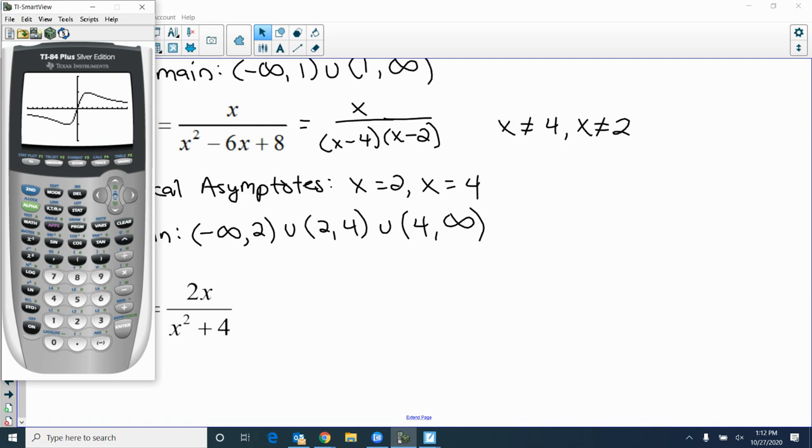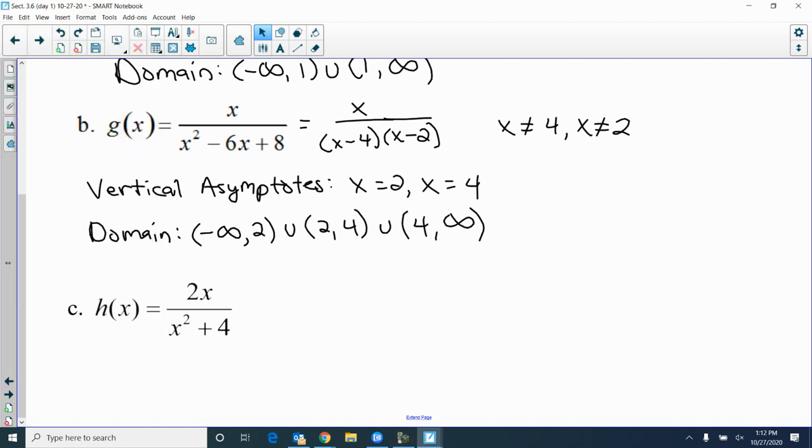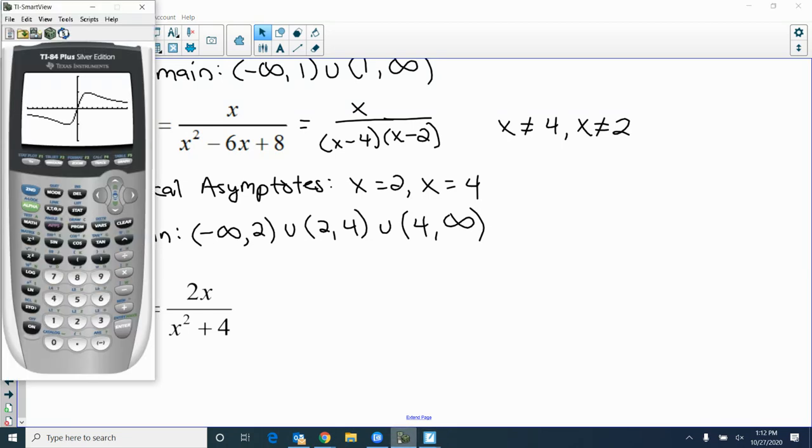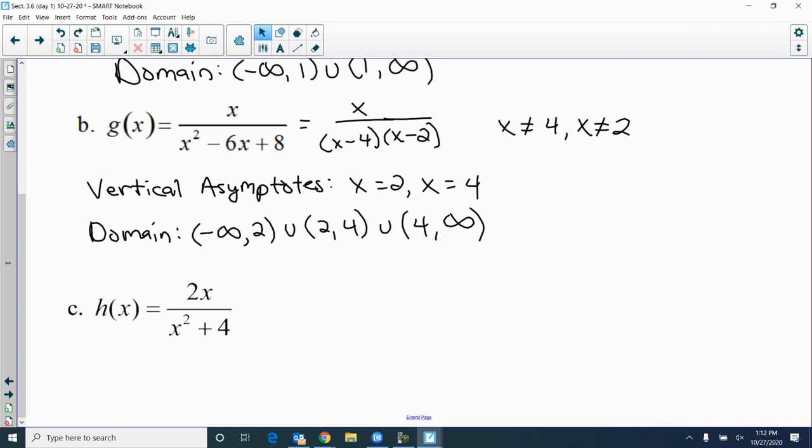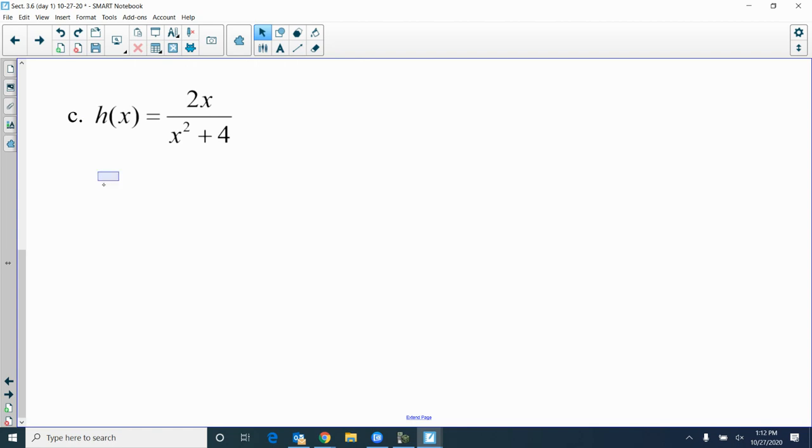But is there any asymptotes? No, there's no asymptotes because the denominator will never equal 0. x squared will always be a positive number. We're adding 4 to it. Now, if you solved it and said, all right, x squared equals -4, you got plus or minus 2i. All right, those do make it equal 0, but they're not on the x-axis, okay? This is the real number system. There's no complex numbers. So at this point, your domain is all real numbers, and there is no vertical asymptotes. So a little bit of a trick question.